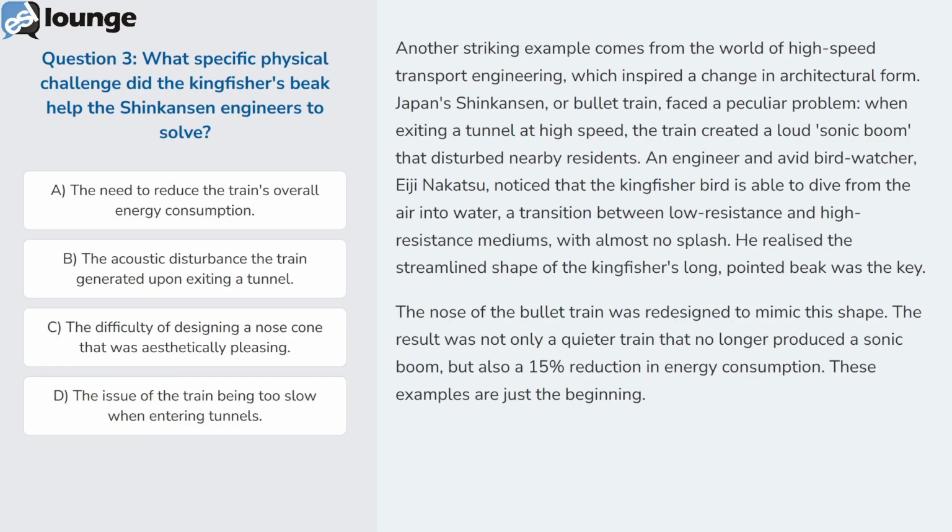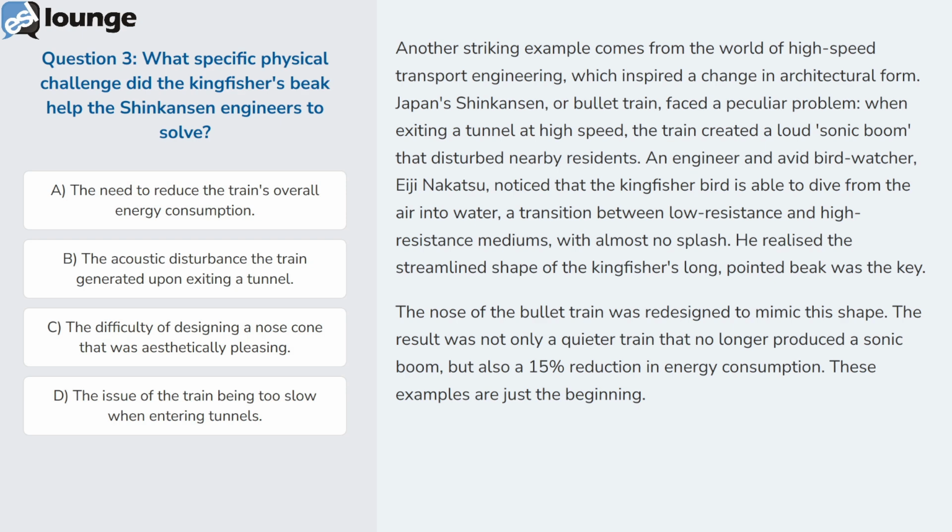Question 3. What specific physical challenge did the Kingfisher's beak help the Shinkansen engineers to solve? A. The need to reduce the train's overall energy consumption. B. The acoustic disturbance the train generated upon exiting a tunnel. C. The difficulty of designing a nose cone that was aesthetically pleasing. D. The issue of the train being too slow when entering tunnels.